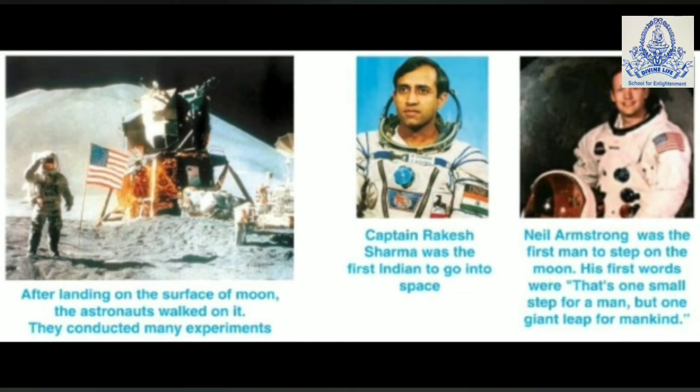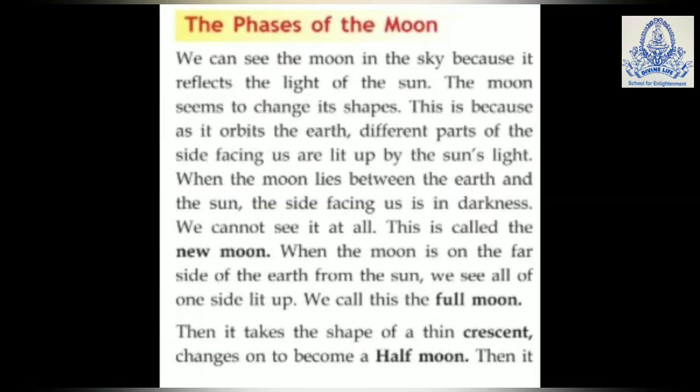Now we will take another topic, that is phases of the moon. We can see the moon in the sky because it reflects the light of the sun. The moon seems to change its shape. This is because as it orbits the earth, different parts of the side facing us are lit up by the sun's light. Now let us see in brief.